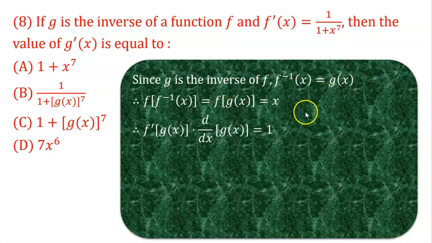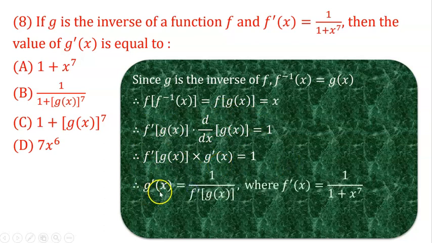Now x is equal to f of g of x. Differentiate this term with respect to x. What is the derivative of x? Derivative of x is 1. What is the derivative of f of g of x? It is f dash of g of x. It's a composite function. Therefore, we will multiply by the derivative of g of x, that is d/dx of g of x, and that equals 1. We want to find g dash of x. So f dash of g of x into g dash of x equals 1.